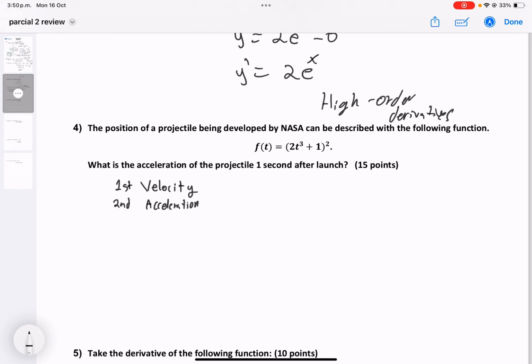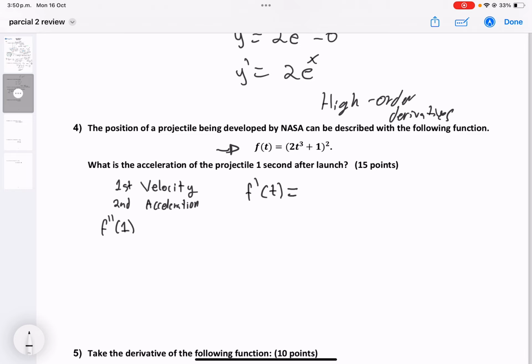So for this problem, we need to take the second derivative of this function that they are giving us, and then replace in the point 1. Okay? That is going to give us the acceleration after 1 second. Let us take the first derivative then.